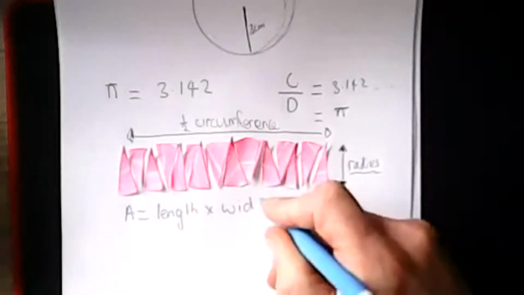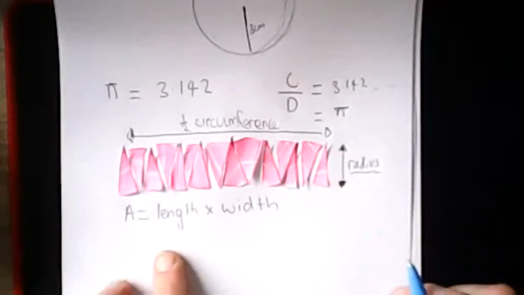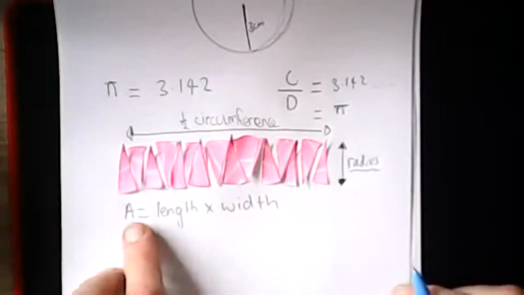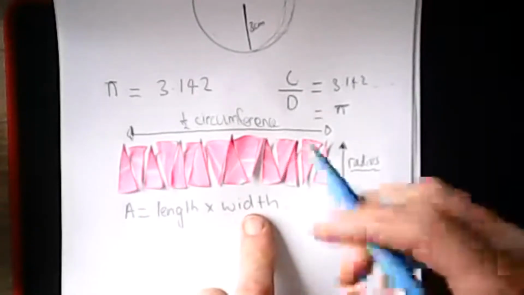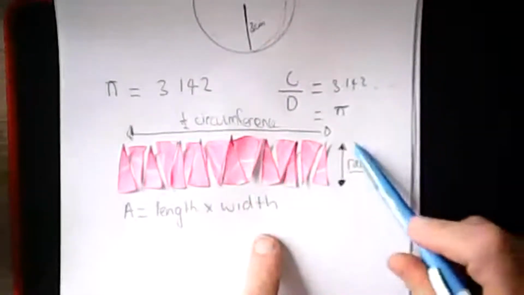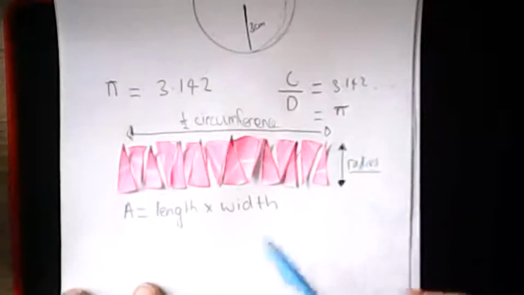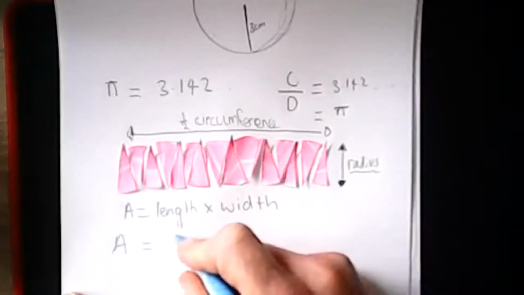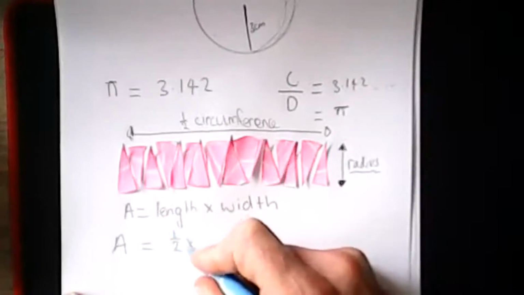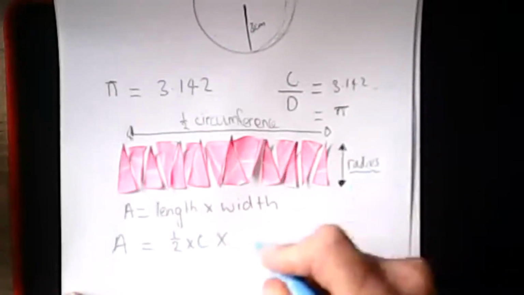And here's where the magic starts playing in. I think this is really magic now. We've got this system set up. We've got area equals length times width for the rectangle. So the width is going to be the radius and the length is going to be half the circumference. So let's say that's half of C times the radius.